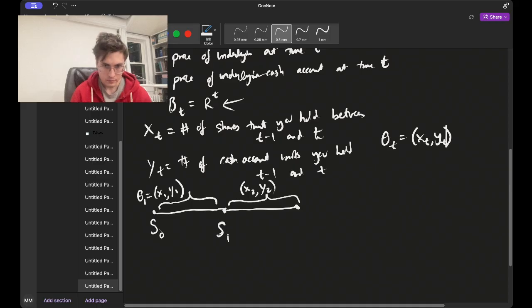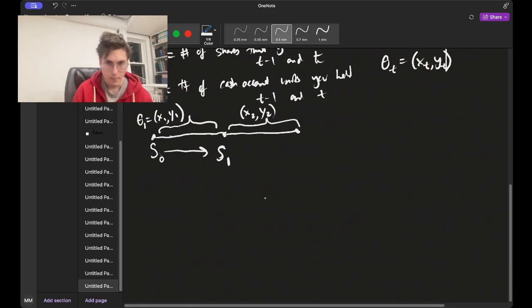Again, we started at 0, we've chosen x1, y1, and we hold some units of the stock and some units of the cash account. And the only thing that's changing between here and here is the price of the underlying. So this could go up or down, right? And then after that, we have to recalibrate. Hopefully that makes sense.